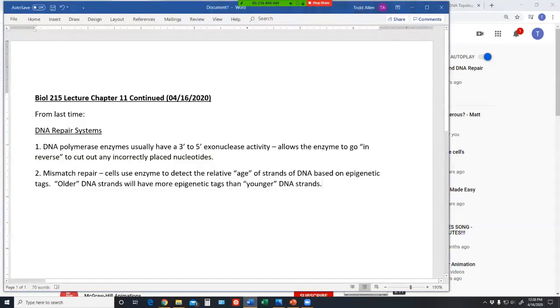Okay, folks, so you can see in the video that this is one kind of repair system that, in particular, bacteria rely on. They make the assumption that an older strand of DNA that has these epigenetic tags, in this case methyl groups, is the correct version of DNA, and that the younger version is probably where the error actually is. So then they snip that out using that enzymatic machinery that the video showed you and fill it back in with the correct complementary base pairs.